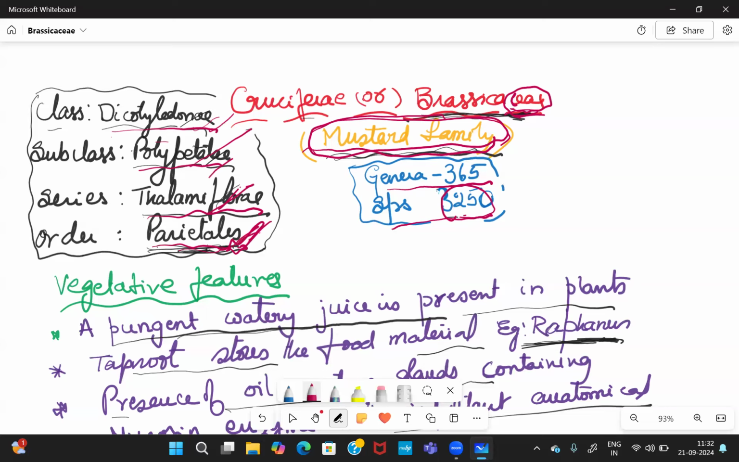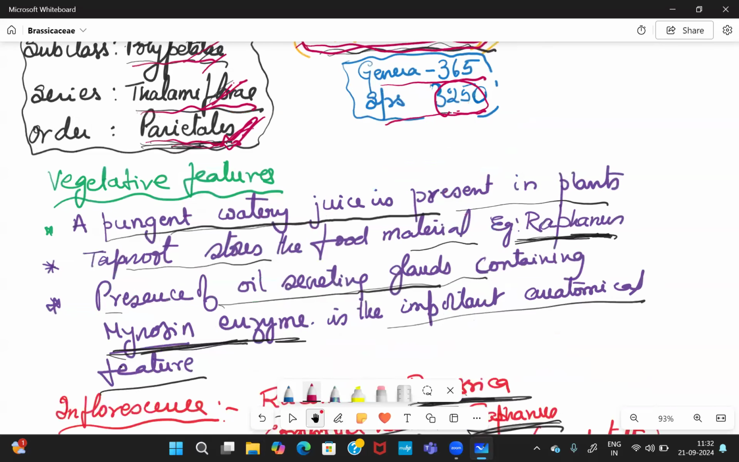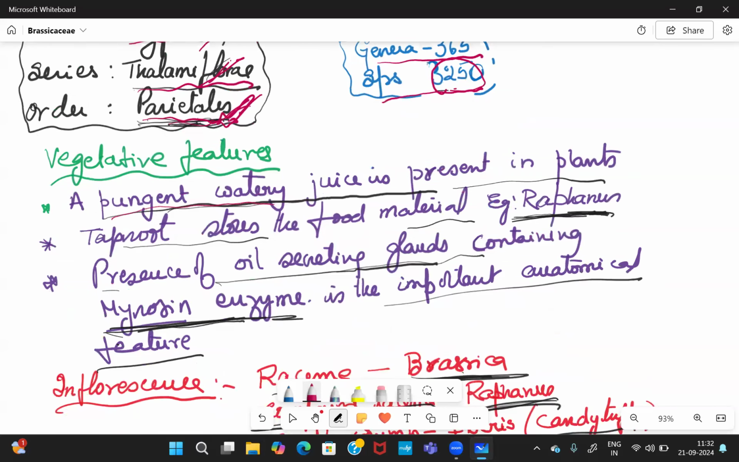Then come to the vegetative features. A pungent watery juice is present in the plants. Pungent: this is the characteristic feature of this family. And the taproot stores the food material. For example, Raphanus, radish, we know. The taproot stores the food material. Turnip also belongs to this family, and there also the taproot is converted into a storage root.